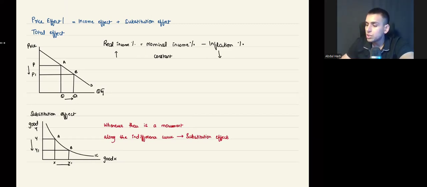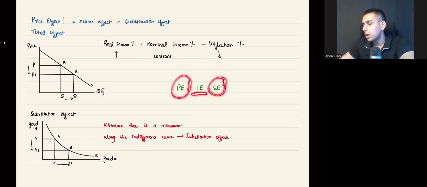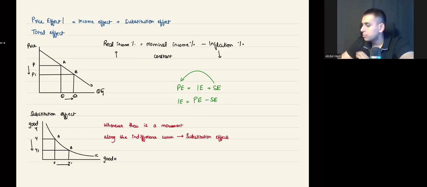And whenever there is a change in your price level, this identifies price effect. So if the formula is price effect equals income effect plus substitution effect, I have my price effect and I have my substitution effect. What I need to find out is my income effect. So I will shift my substitution effect here. Income effect is equal to price effect or total effect minus substitution effect. Everything clear up till now?